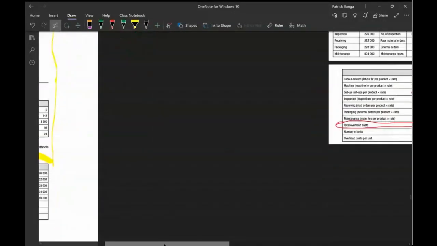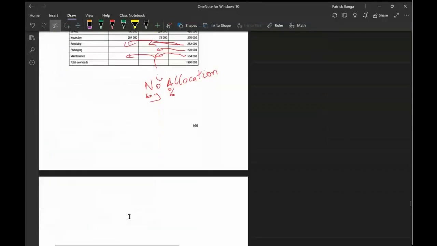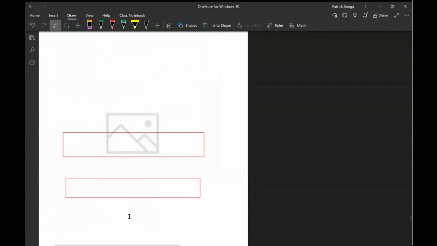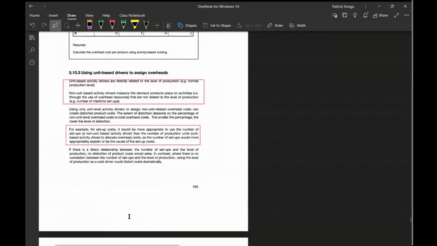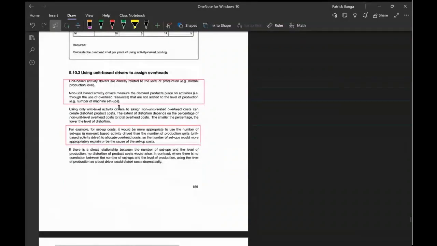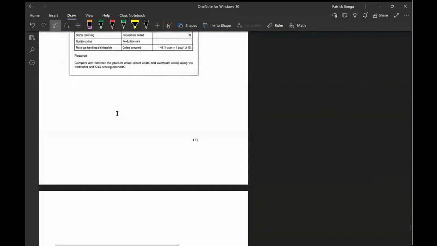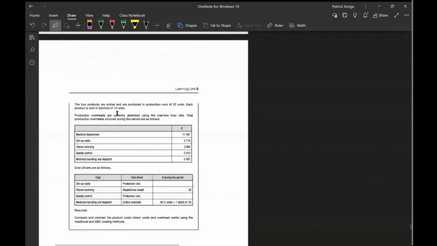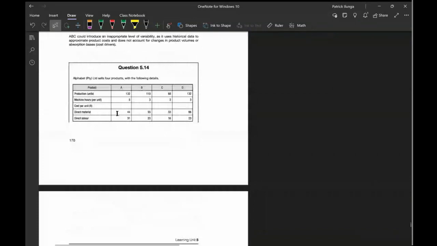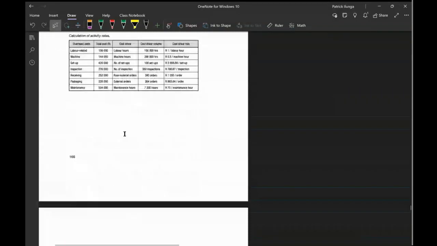Okay. So basically that's it. Whatever I'm scrolling here is already provided up there. And there is also another method, which is the unit-based driver. The unit-based, please look at this. I've just made some important indication of where you need to go. Right, so that's it for this learning unit.